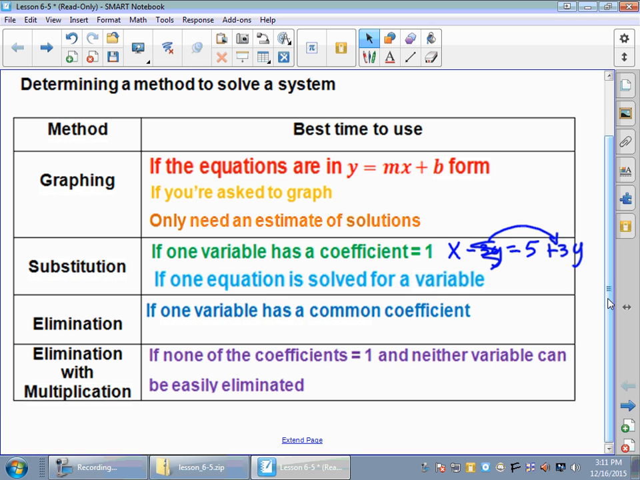Elimination with multiplication is best if, you know what, everything's just a mess. You've got non-matching coefficients, it's in standard form, it would be a pain to put it into slope-intercept form. It'd be very difficult to solve for one of the variables for substitution. So you just manipulate the equations to make them do what you want them to do.